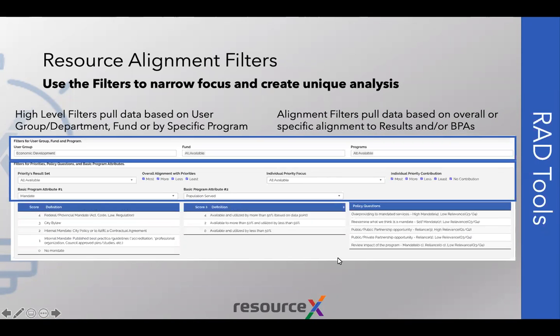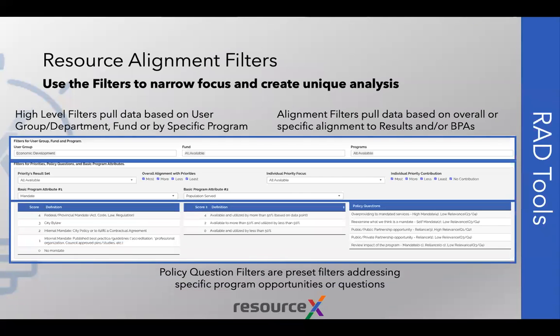The next level is to filter by your overall alignment or specific alignment to one result. So on the left, you'll see overall alignment with priorities: most, more, less, and least. And then to the right, you'll see individual priority focus. So you can filter by a specific result or priority, or the overall final score alignment. The bottom filters are predetermined questions that help you filter into your programs.